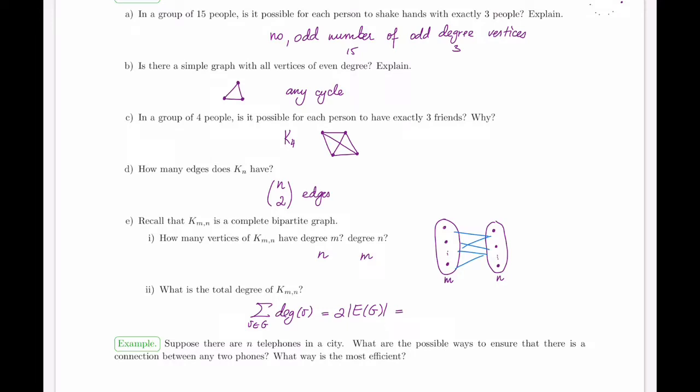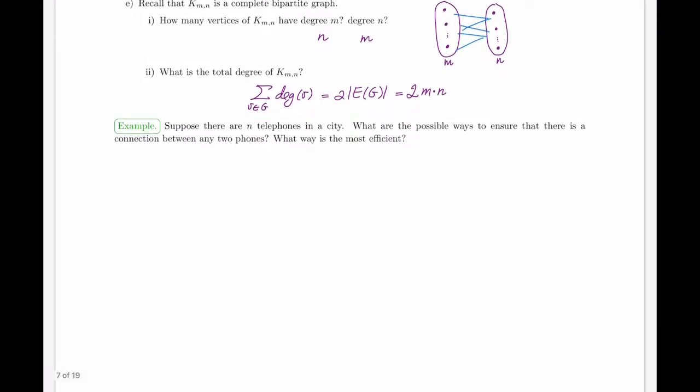And we can also recall that we have already proved that the number of edges in the complete bipartite graph is m times n. And now we have to add the 2 that comes from the handshake theorem. And there we go. The total degree of the complete bipartite graph is 2 times m times n. Excellent. Now let's move on to talk about other properties of graphs.